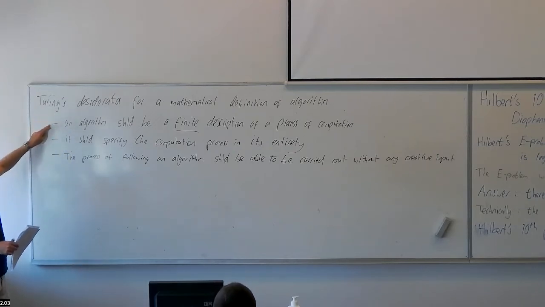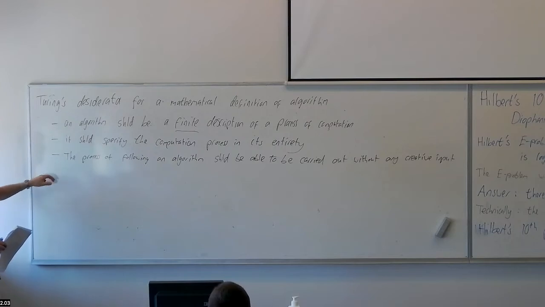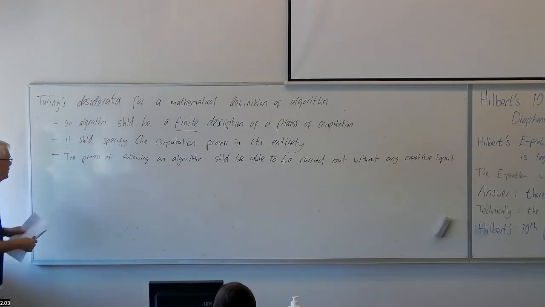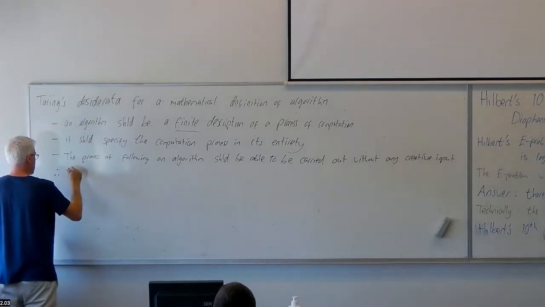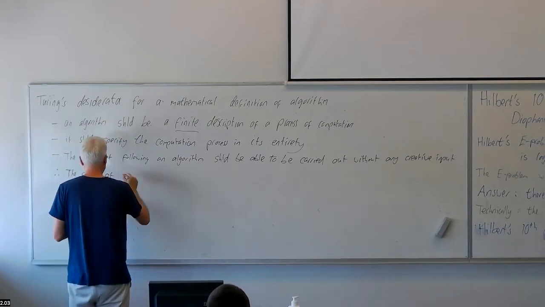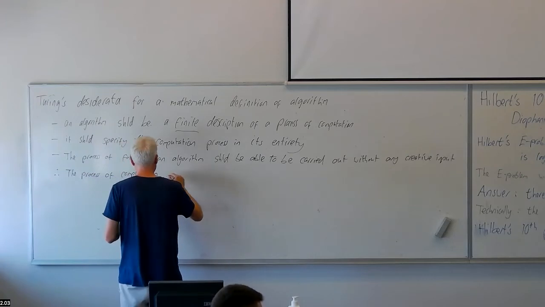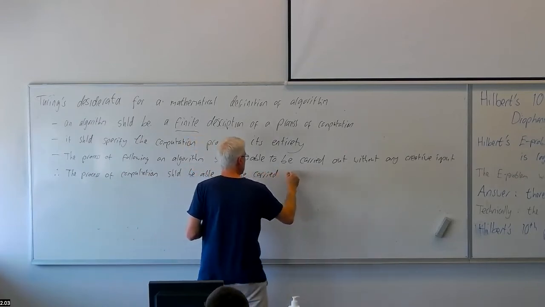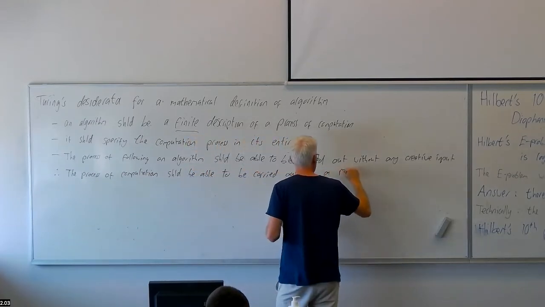So this was Turing's thought process. He got to here and he said, in consequence of all this, the process of following the algorithm should be one that can be carried out by a machine. So therefore, the process of computation should be able to be carried out by a machine.